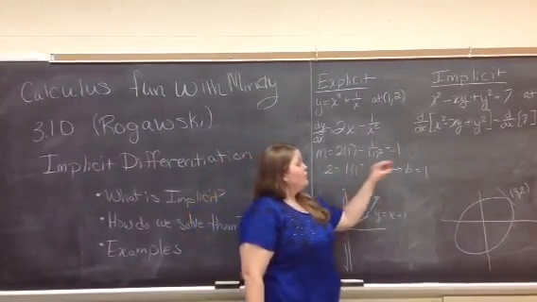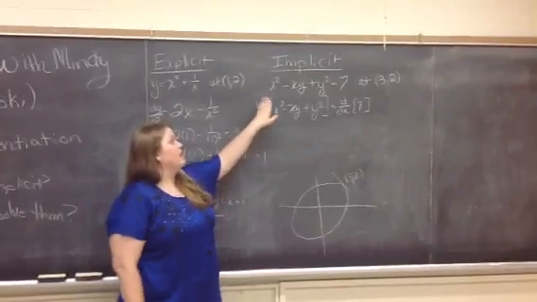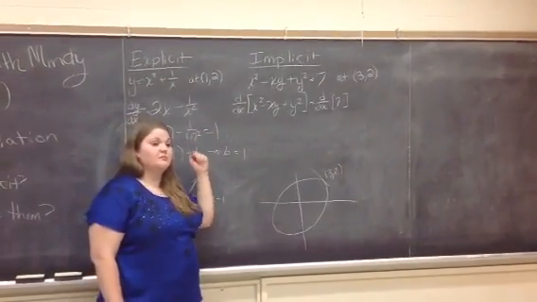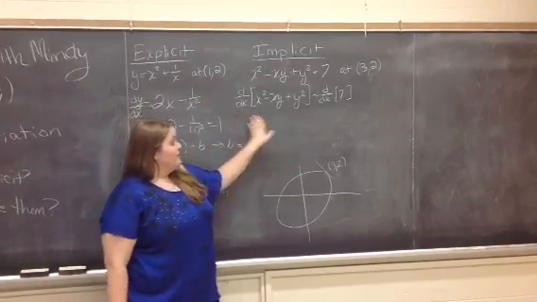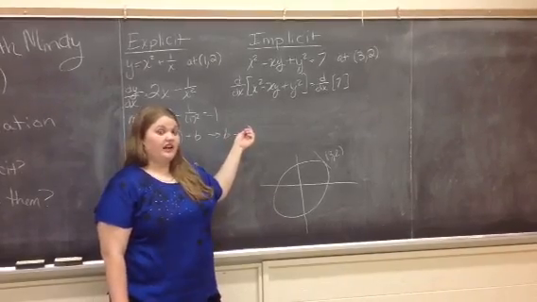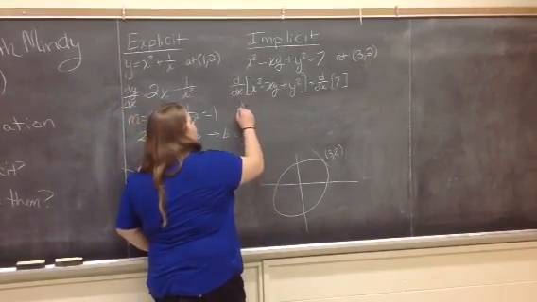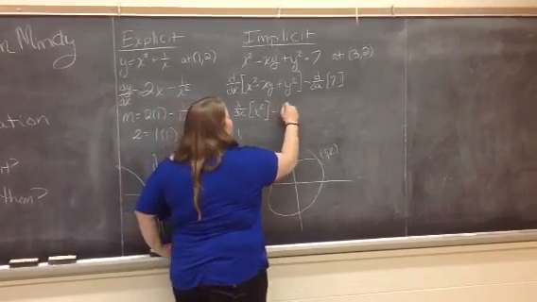Okay, with an implicit function, things are a little more complicated because we have x's and y's on the same side, and they cannot easily be separated from each other to make a nice function. So what we do is we take the derivative of each side separately, and we can still split up the derivative at addition and subtraction, just like we always have. So we get the derivative of each piece.